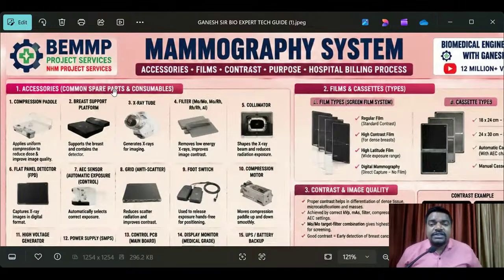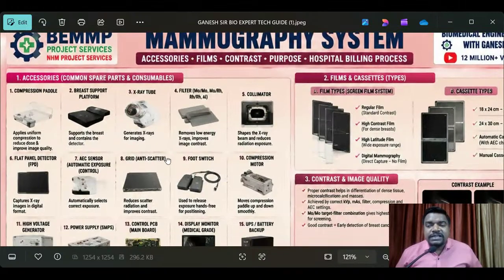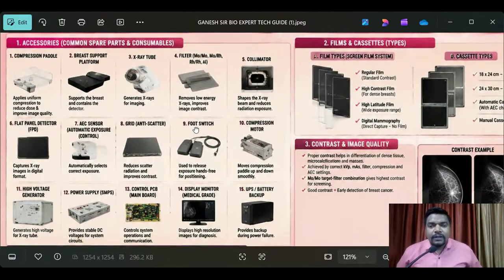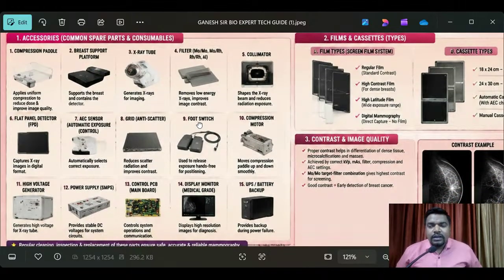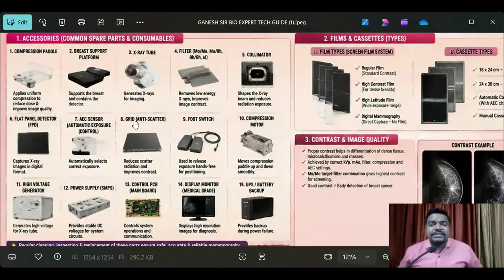See here, what are the accessories? Common spare parts and consumable spare parts. See here, I want to show you. Is it clear right now? First of all, see this picture, whatever I'm showing here: accessories and common spare parts and consumables of the mammography.